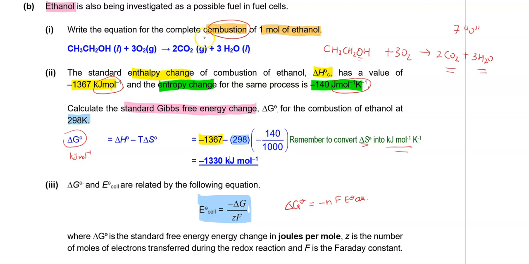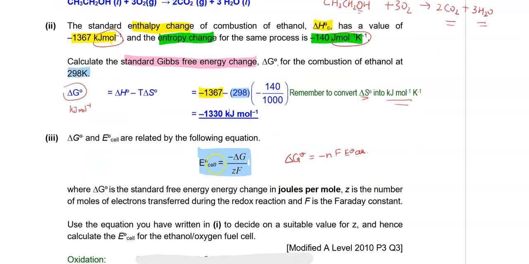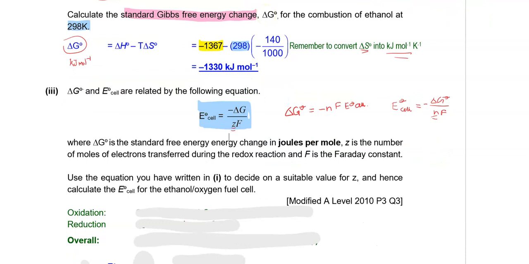thermodynamically. Okay, moving on to the last part, B part 3. Delta G and E naught cell are related by this equation: E cell equals negative delta G over ZF. In fact, it's just a simple manipulation of your delta G equals negative NF E naught cell formula. Basically I make E cell the subject, so E cell equals delta G naught over NF, and you have a negative sign in front. So basically your N is the same as your Z. Okay, and they actually define it for you.